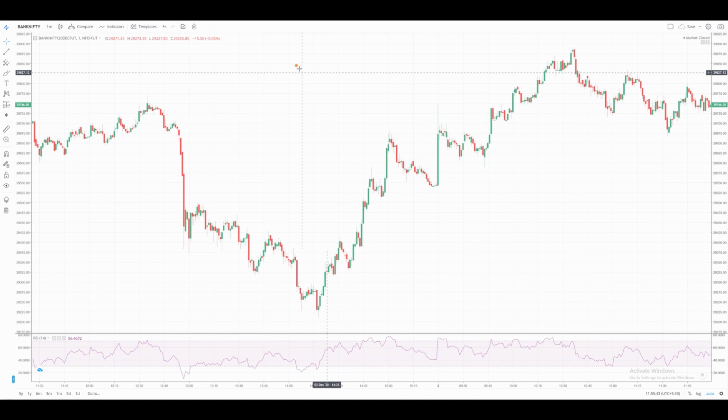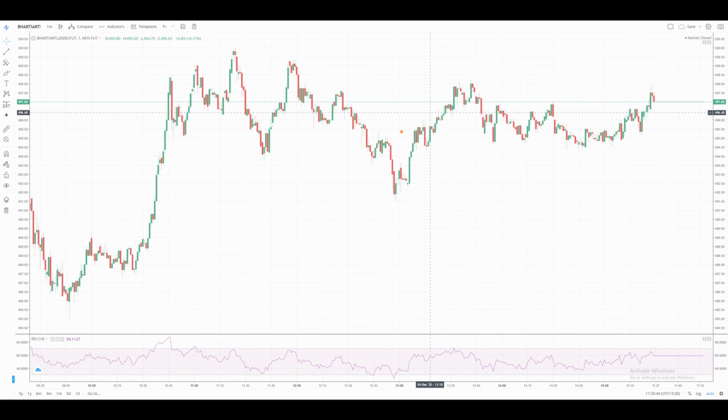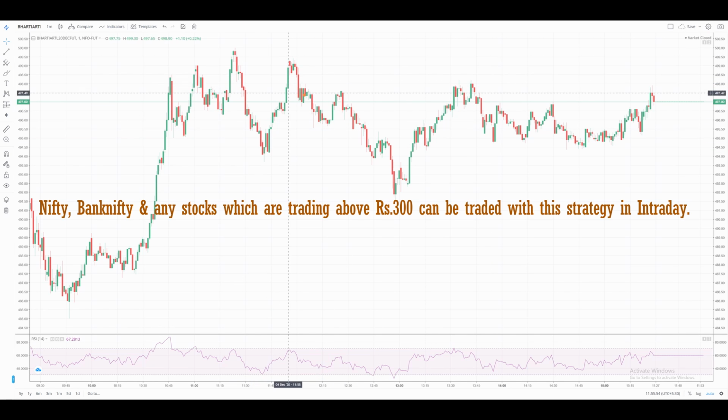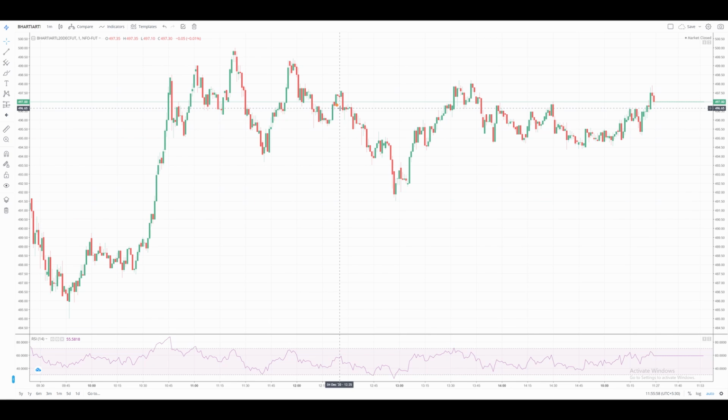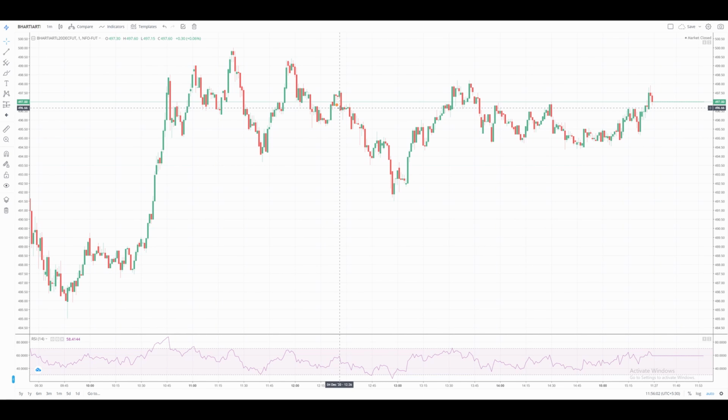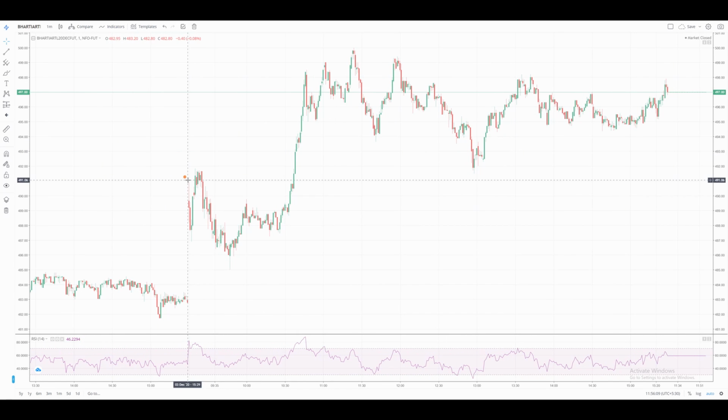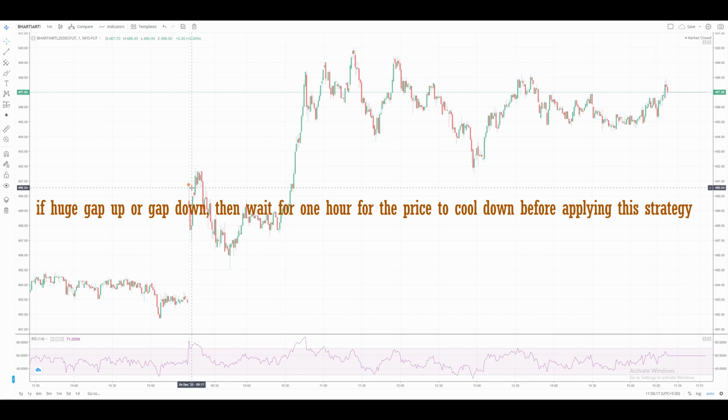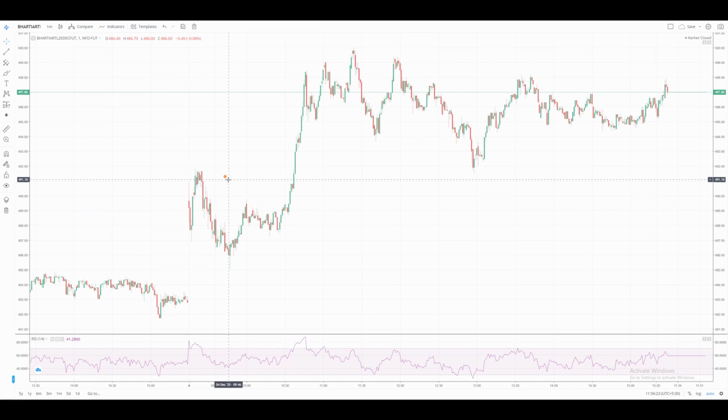So that is about the strategy, and I have also checked it in Bharti Airtel. I have tested Bank Nifty, and all the stocks which are trading above rupees 300. I have tested a few of the stocks, and everywhere I could see a similar pattern happening. And see, these are kind of exceptions. See, it has a day open gap up, so obviously this strategy will never work out. It came down, but it never touched the 30 area mark.